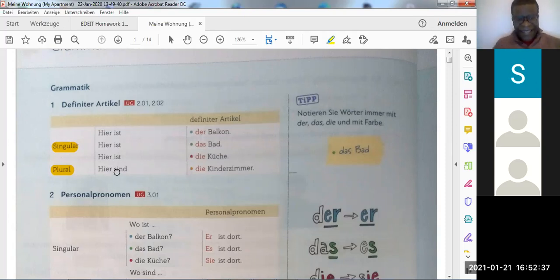Here, sind. Okay? Sind, plural. Now we have finished with singular. This has been singular. Let's forget about it. Plural. Here sind the Kinderzimmer. Zimmer means room. Kinderzimmer. Children rooms. Okay? Because it's plural now. Zimmer, ein Zimmer. It doesn't change. One room, Zimmer. Two rooms, Zimmer also. Perfect. Die Kinderzimmer. The children rooms.